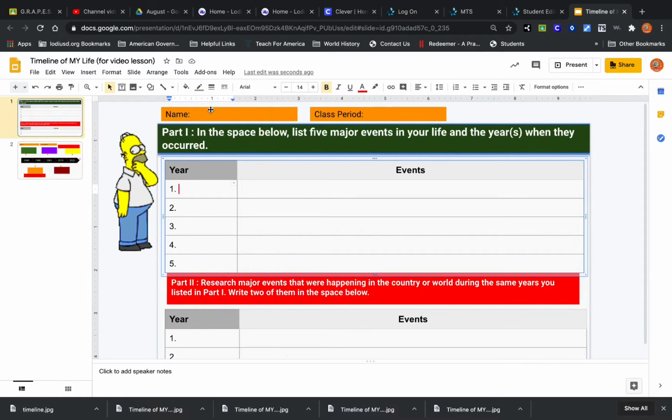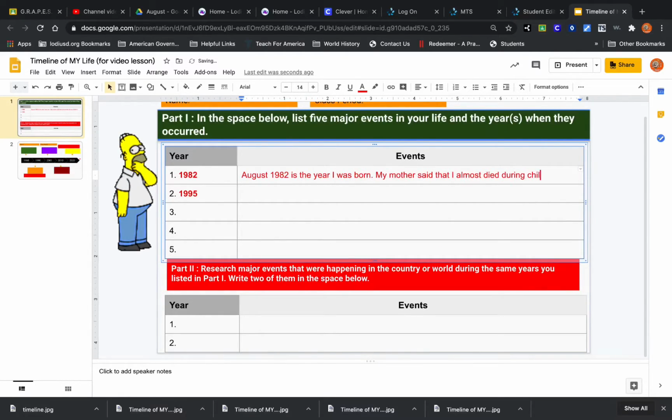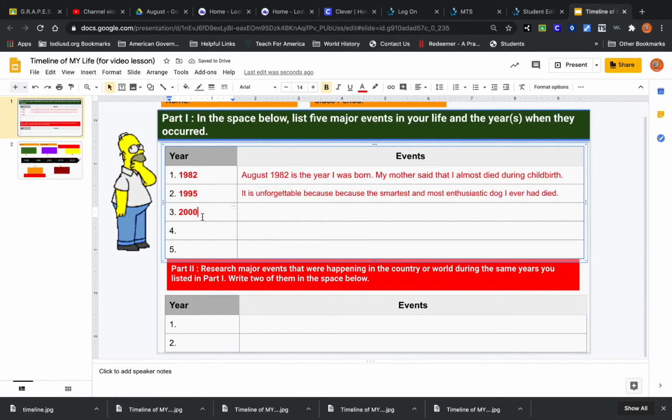As for part 1, in the space below, list 5 major events in your life and the years when they occurred. So in my life, I will start with the year I was born, so don't tell anyone. It's 1982. So 1982 is the year when I was born. My mother said that I almost died during childbirth. 1995 is a little bit sad because my smartest and most enthusiastic dog died. So that was not fun.